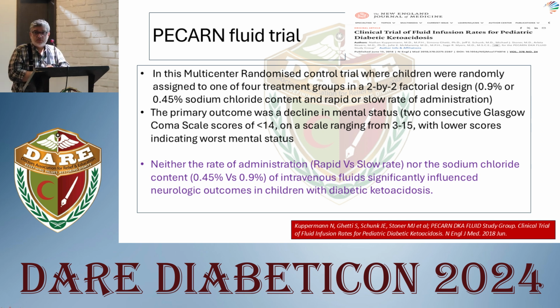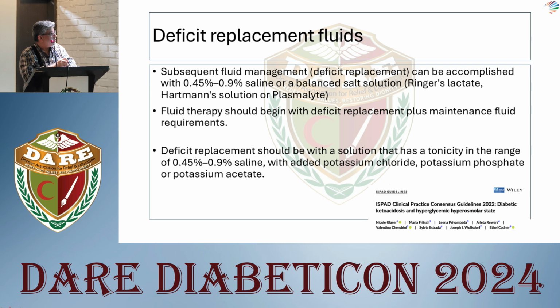Very interesting. So that means whether you go by slow correction or rapid correction doesn't matter. That's why there is no need to hurry; correct it over 24 to 48 hours. Subsequent fluid management is usually again accomplished with 0.45 to 0.9% saline. You can use Ringer lactate or Plasma-Lyte also, if you don't want to give too much chloride. We will see in the next slides why I'm saying that. And the deficit you should calculate separately.